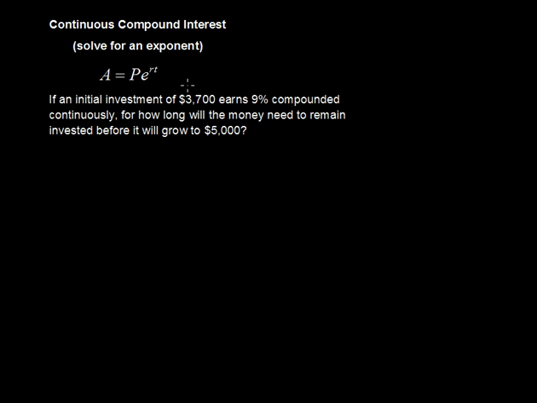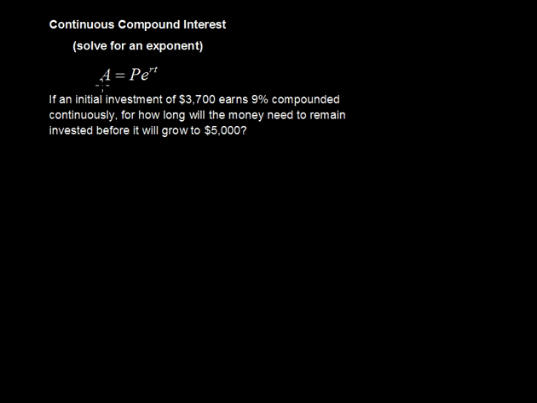In this video, I'll be using the formula for continuous compound interest, and I'll be solving for an exponent, either r or t. In this example, I'll be solving for t. If an initial investment of $3,700 earns 9% compounded continuously, for how long will the money need to remain invested before it will grow to $5,000?